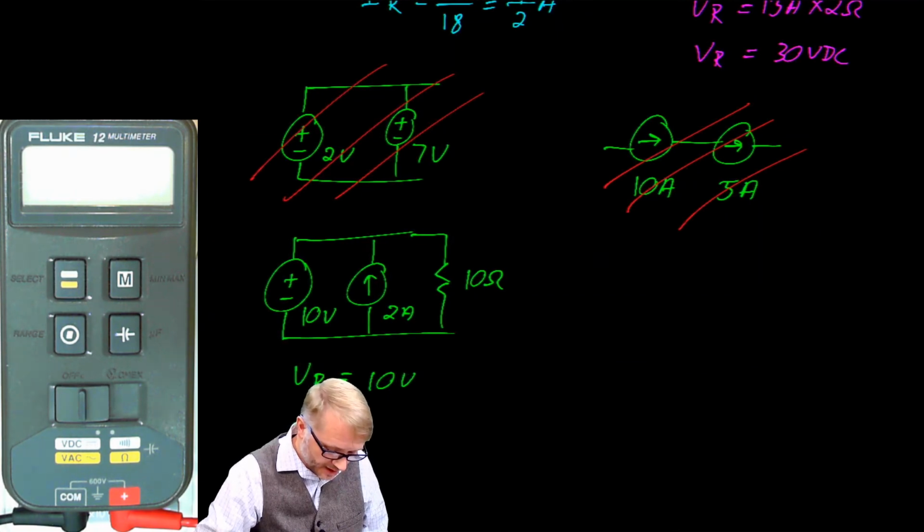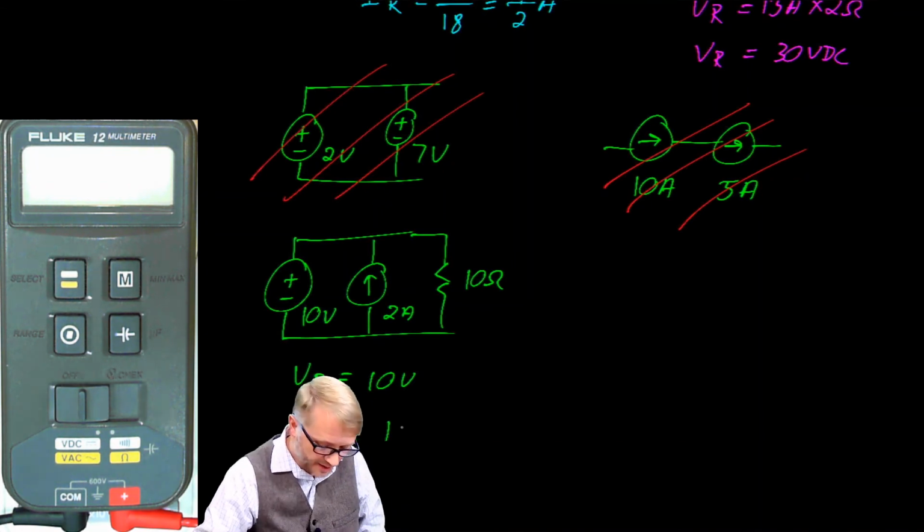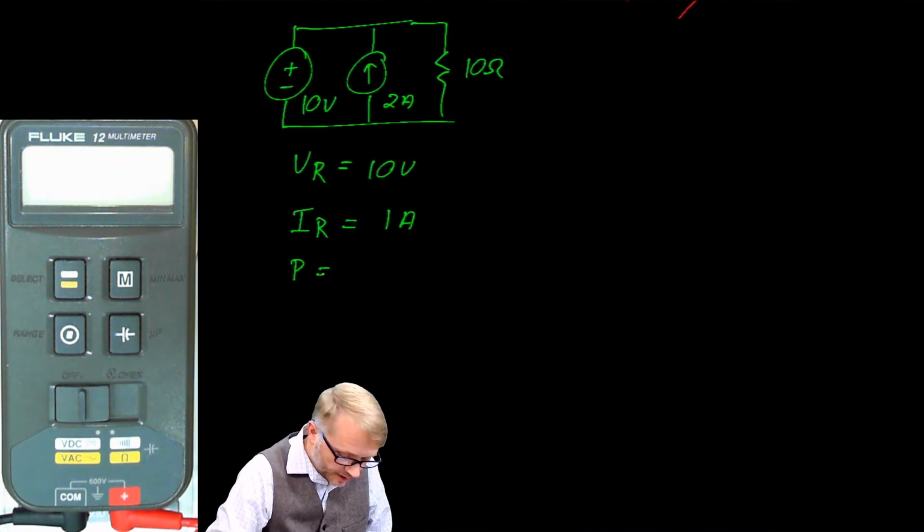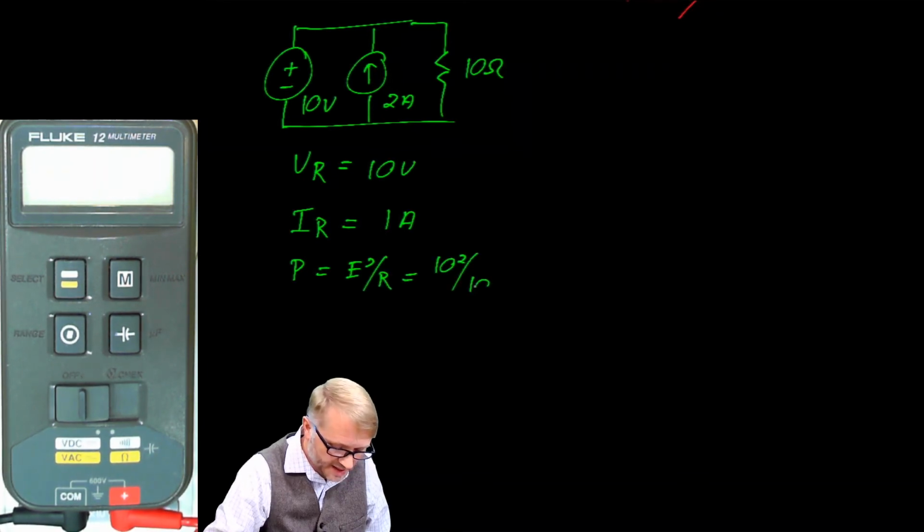And the current on the resistor will be 1 amp. So 10 volts divided by 10 ohms is 1 amp. The power will be the voltage squared divided by the resistance, which is 10 squared divided by 10, is 10 watts.